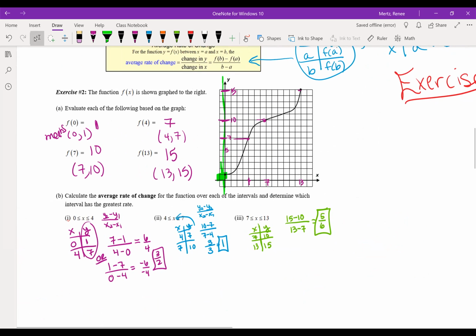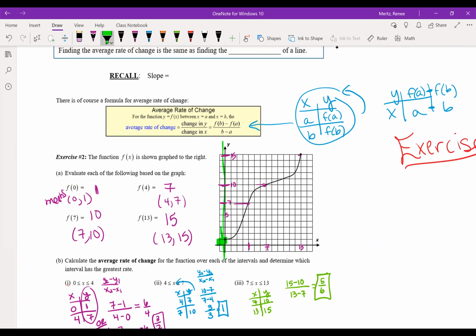We could also use our picture to do this. So if I was looking at 7 to 13, I would go here and I would say how many up, how many over. So rate of change is rise over run. So I went up 1, 2, 3, 4, 5 over 6. So that's just another way of looking at it.